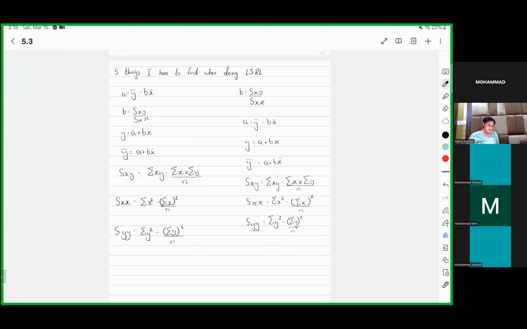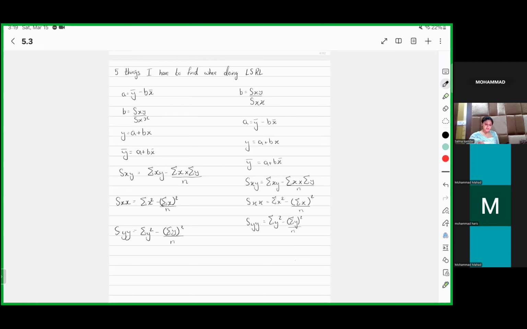How do you find sxy? Sxy tells you how your x and y vary together. So it would be summation xy minus sum x sum y divided by n. And sxx, how x varies with x, would be summation x square minus sum x divided by n the whole square. I hope you are with me. So first you find b. Can you tell me what is the b?